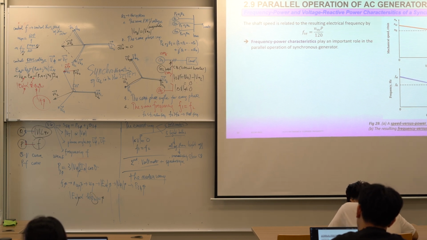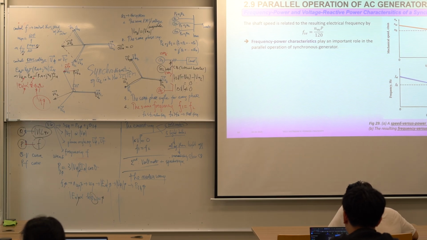Okay, this one is just about power. Later on we have V. This one is speed and frequency, the same, you know, because when we increase speed, we also increase the frequency. So here the x-axis, or horizontal axis, is power, the output power of the generator, and here this is the frequency.